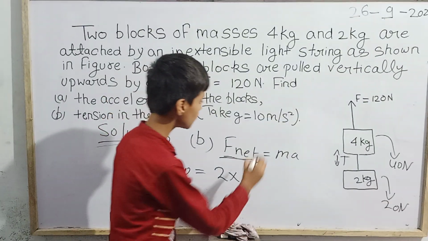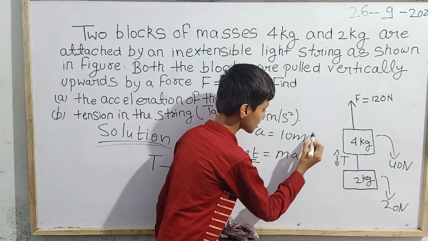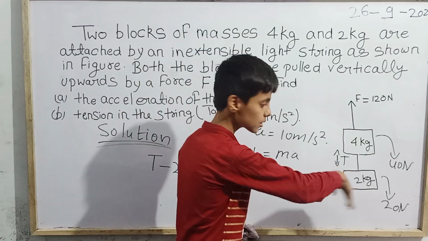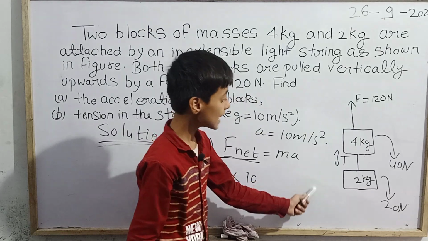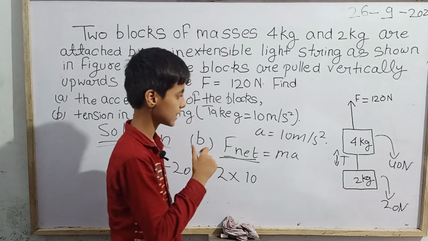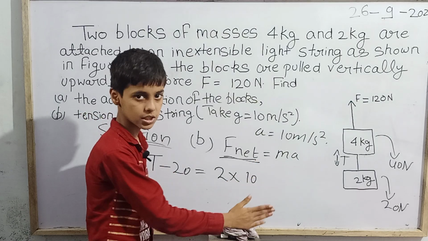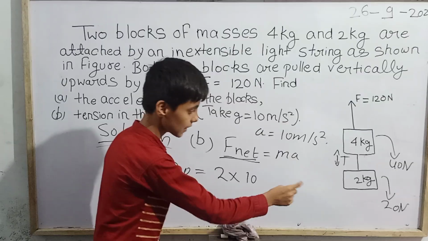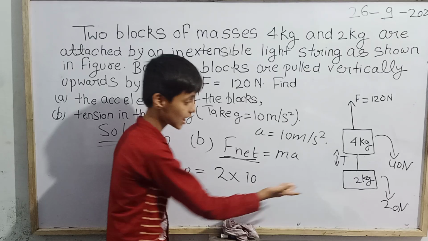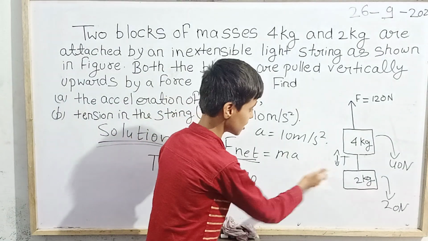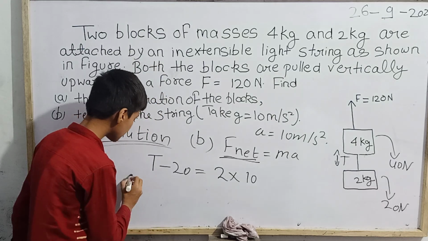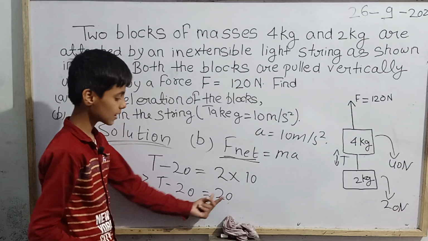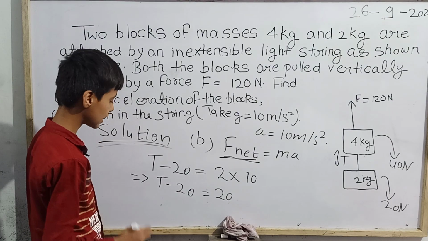Of course, in the previous problem the acceleration was 10 meters per second square. For the total system of the 4 kg and 2 kg blocks it was 10 meters per second square, so for the 2 kg block also it will be 10 meters per second square. So T minus 20, the net force where 20 newtons is the weight, equals mass times acceleration: 2 into 10. 2 into 10 is 20, so T minus 20 is equal to 20.